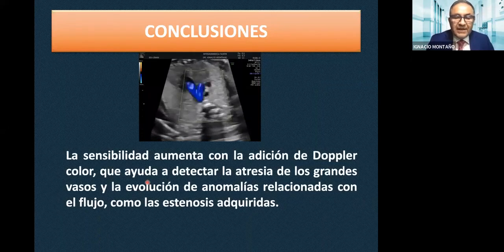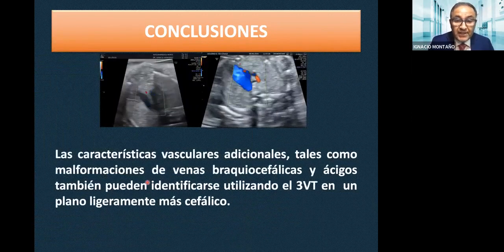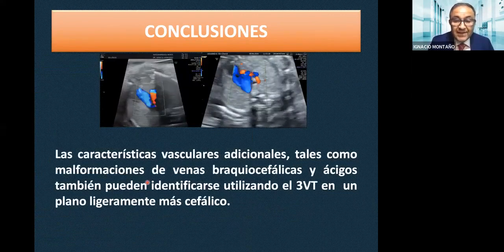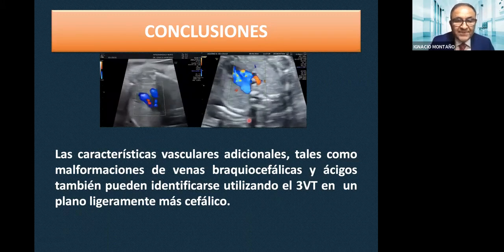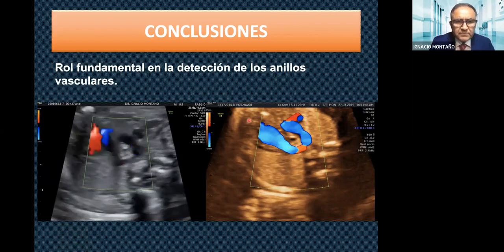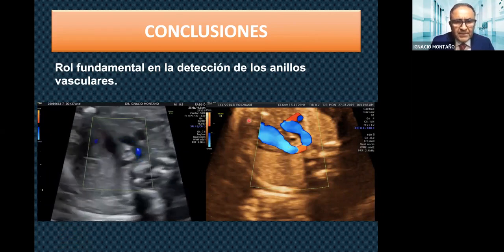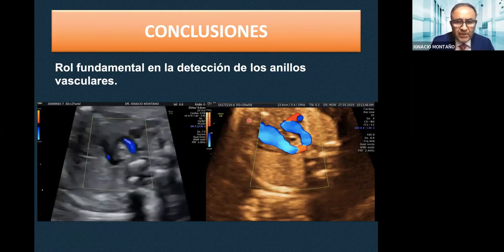Sensitivity increases with the use of color Doppler, which helps detect atresia of the great vessels and the progression of flow-related abnormalities, such as acquired stenosis. Additional vascular features, such as malformations of the brachiocephalic vein and the azygos vein, can also be identified using the three-vessel trachea view in a slightly more cephalad plane. The three-vessel trachea view also plays a very fundamental role in the detection of vascular rings, thereby enabling early follow-up and appropriate treatment of these newborns and preventing the digestive and respiratory complications that vascular rings can cause.